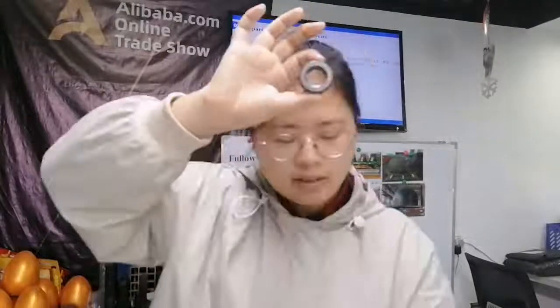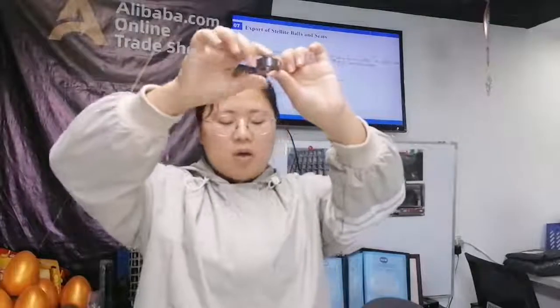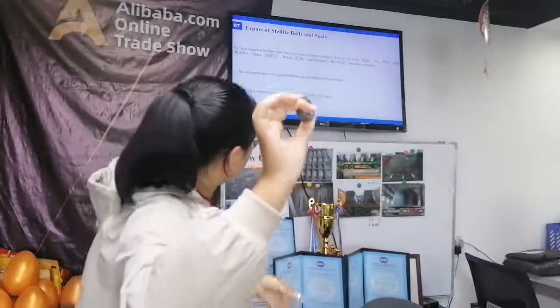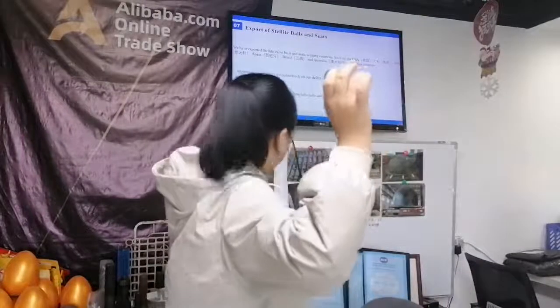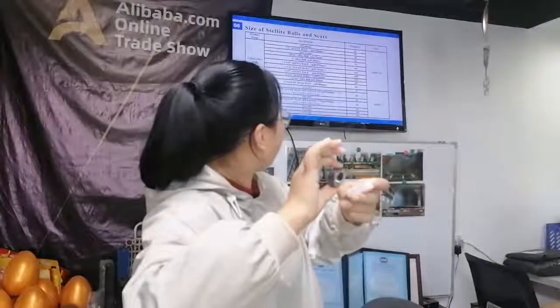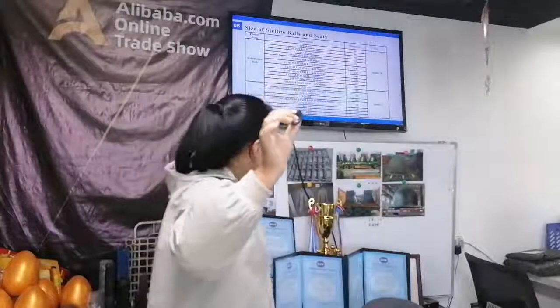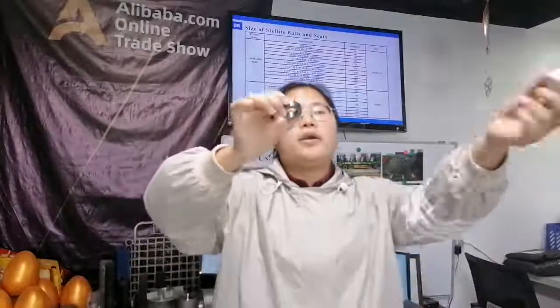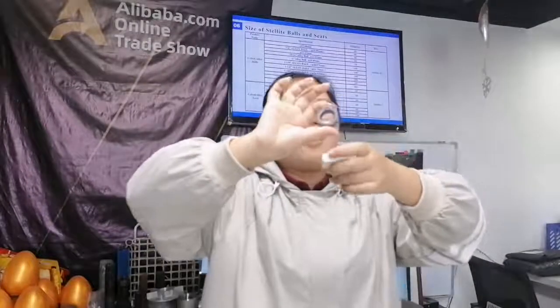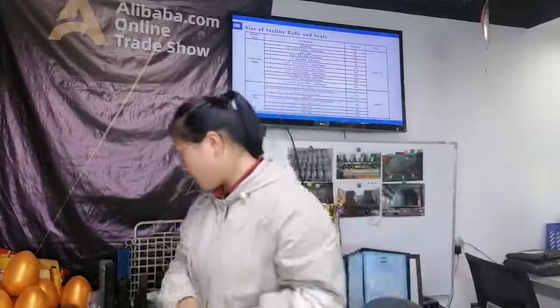This one is cyanide 6. The material is cyanide 3 or A3. The outer diameter is 23.32 millimeter, and the inner diameter is 13.97 millimeter, and height is 12.7 millimeter.